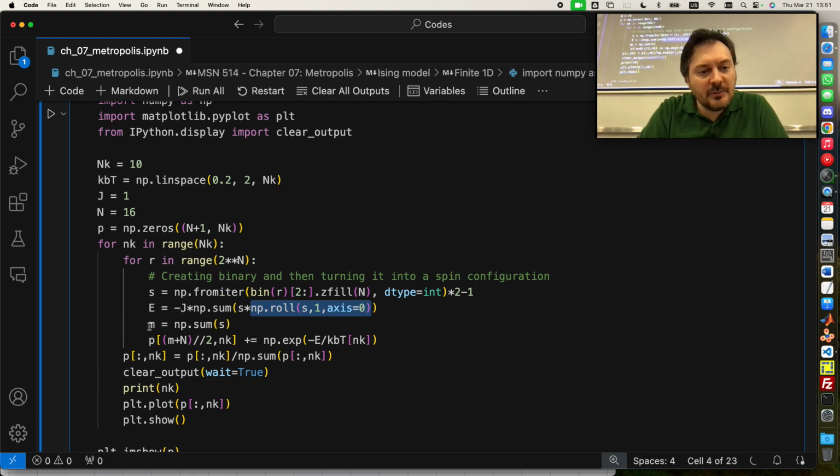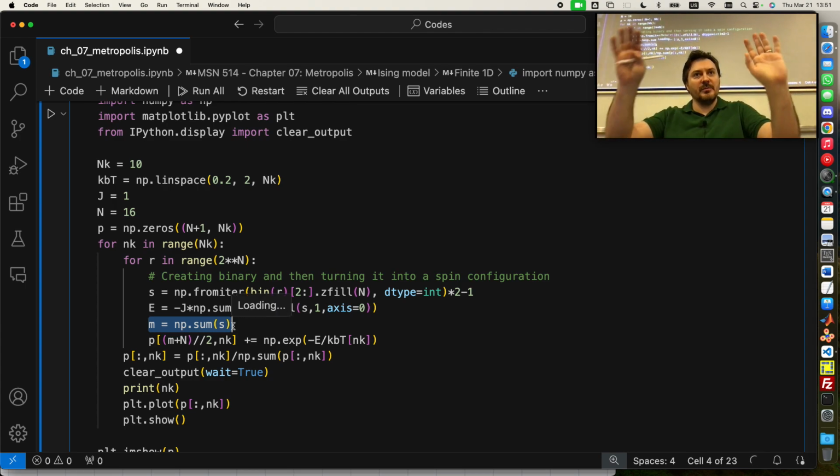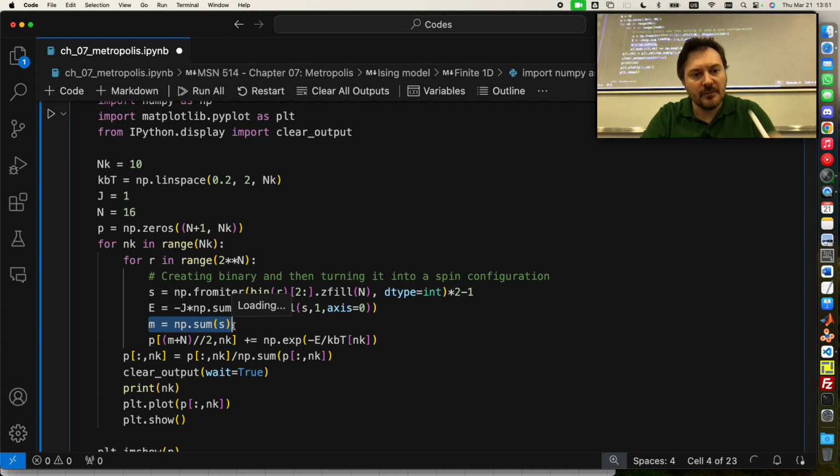Then what this one is doing is the total magnetization. It's summing the spins and finds you the magnetization, right? Then what is this one doing? Let me tell you what Nk is. Nk is for a certain temperature. It's putting a certain magnetization into place.